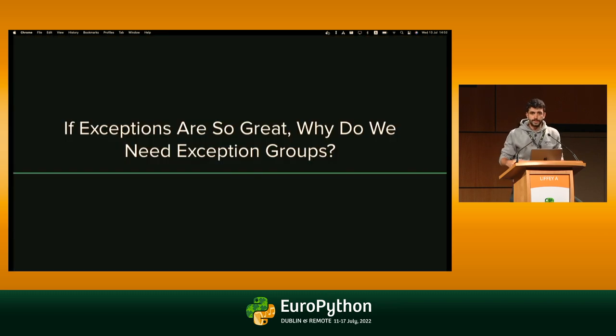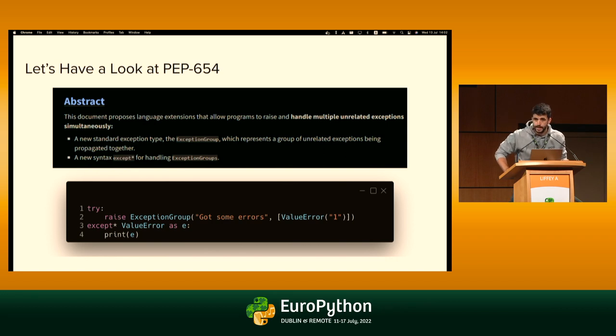So what do exception groups add to that equation, right? Why do we need to group these exceptions? Why is one not enough? Let's see the PEP for a second and what it says about exception groups. As you can see here, it tells you that exception groups allow us to raise and handle multiple unrelated exceptions simultaneously. You can see a little bit here how they're raised and how they're handled with this except star. These are basically the two main additions to the Python language, the exception group and the except star. And we're going to see how they interact exactly.